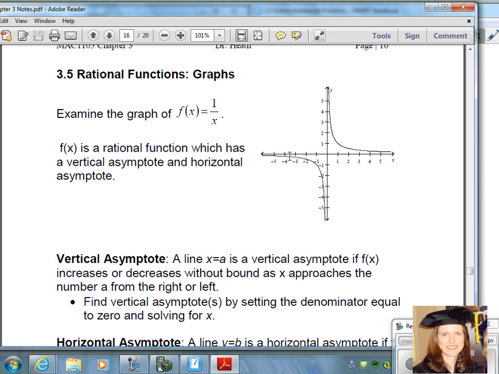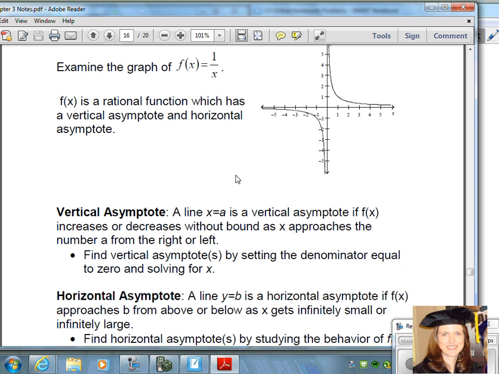This also has a horizontal asymptote. A horizontal asymptote means that the graph will tend to flatten out as you approach positive and negative infinity. Going to the right and left hand sides of the graph, it tends to flatten out. It has a horizontal asymptote.